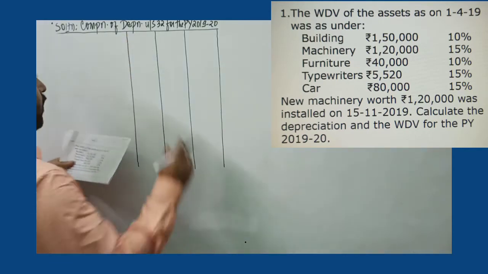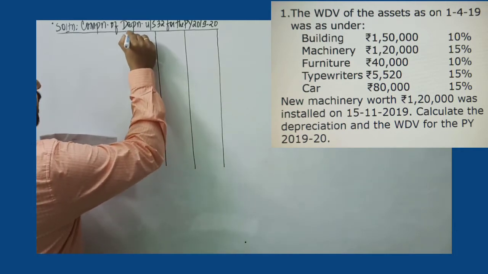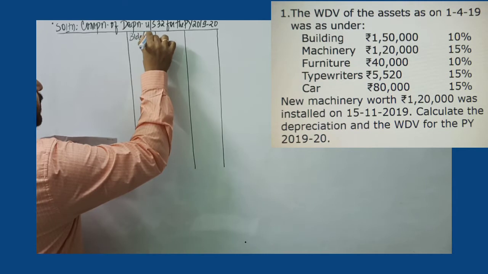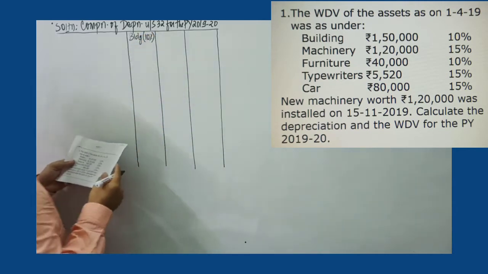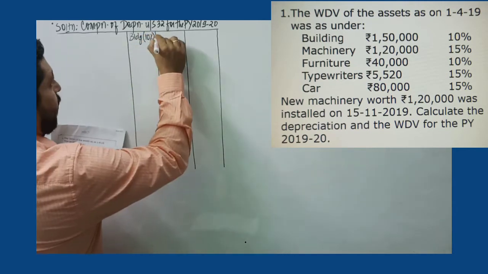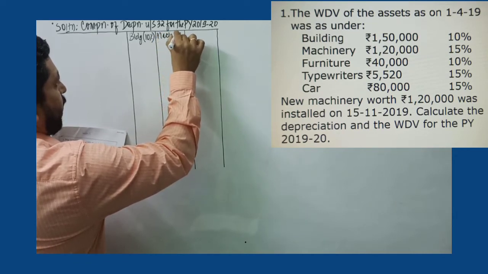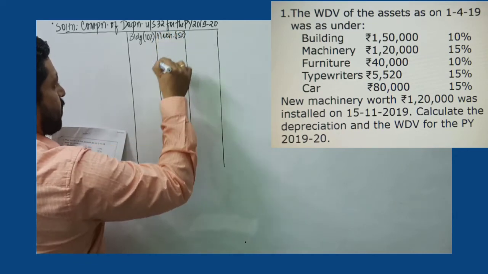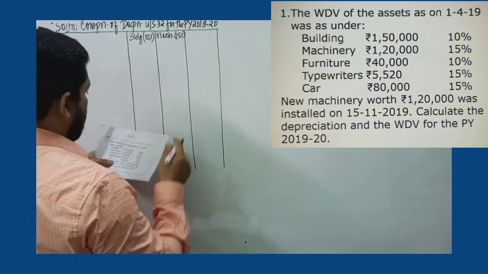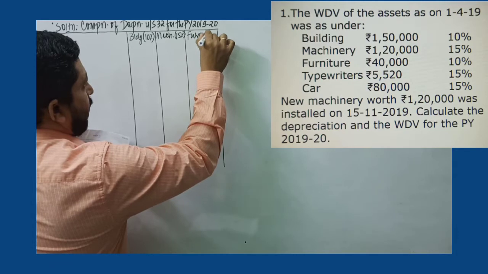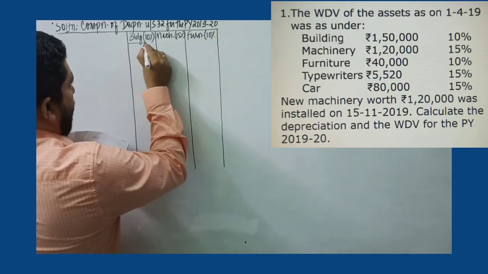So I will record the first block as building, where the block rate is 10% as given in the problem. Second, I will record machinery, where the block rate is 15%. And third, we will take furniture and the block rate as 10%.